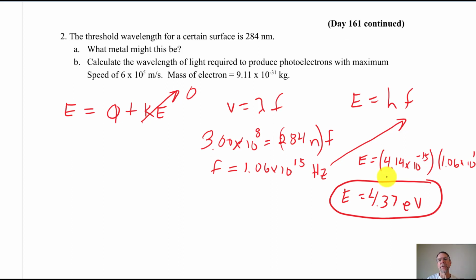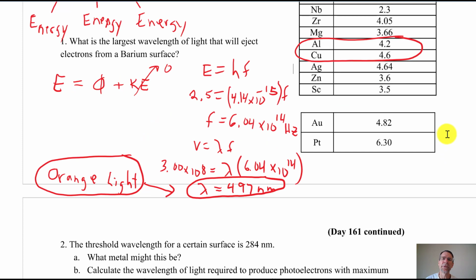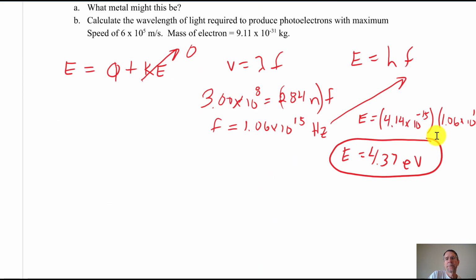Then you go back and look in the table, and hopefully you have something that matches up there. And you don't, but you've got to find something that's close. Well, the closest you can come to is these two right here, the aluminum and copper. And the 4.37 is almost halfway between. I would give you credit for either one of those. The threshold here was 4.37, the work function. I'd be conservative, I'd say aluminum. And if you said copper, I would take it. So that's the particular metal we're dealing with here, aluminum. That's based on the table.